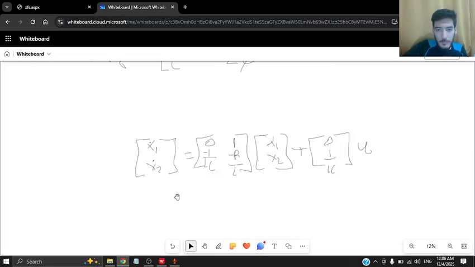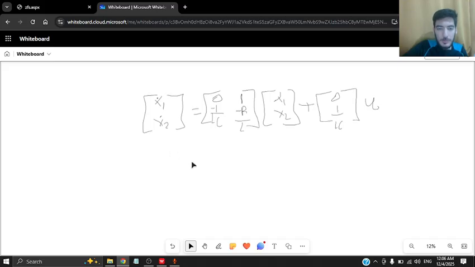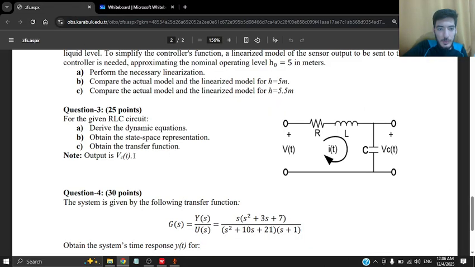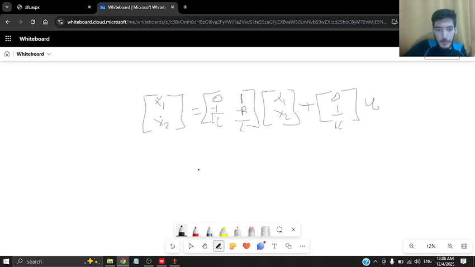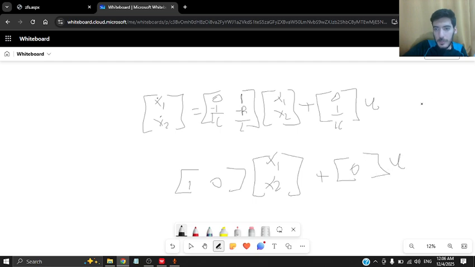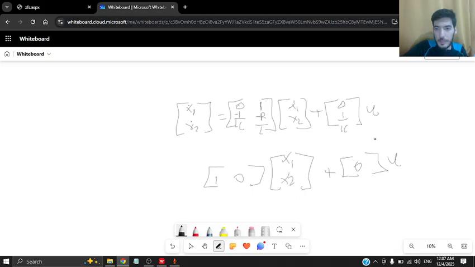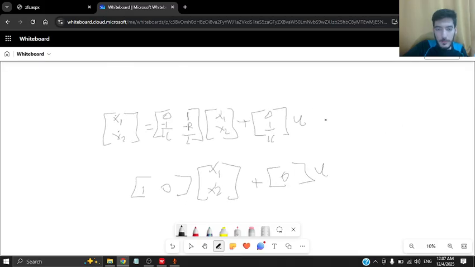Now for the output matrix, in the question it's given that the output is Vc, and since x1 is Vc, the output matrix will be 1, 0 multiplied by x1, x2, plus the feedthrough matrix, which is 0. And this is the solution for the second part of that question.